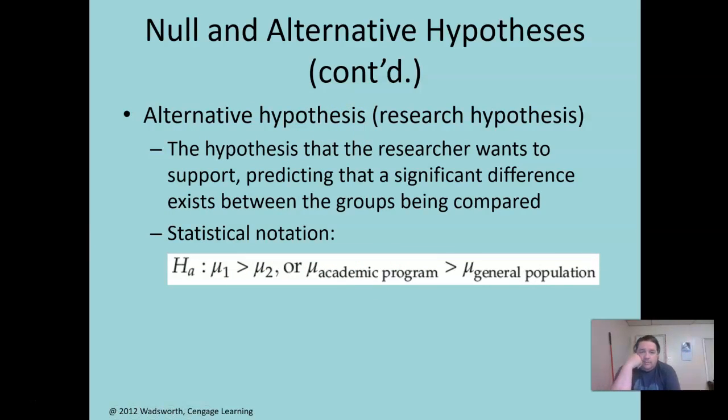The alternative hypothesis, the research hypothesis, is the hypothesis that the researcher wants to support, predicting that a significant difference does exist between the groups being compared. So at that point, our HA, our alternative hypothesis, is mu1 is greater than mu2, or mu academic program is greater than mu the general population, so that there is a significant difference.